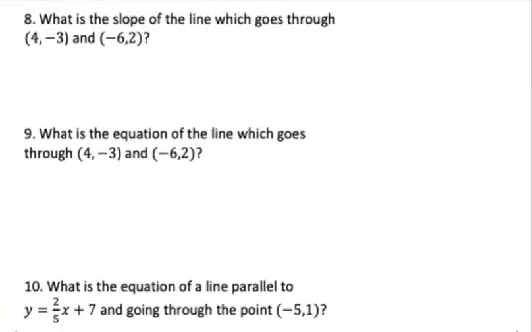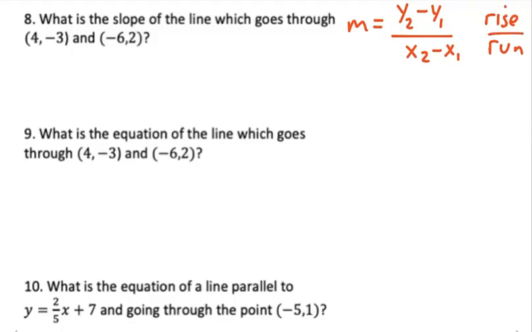Number 8, what's the slope of this line? Well, the slope formula, something also that you need to memorize, is the difference in the y's over the difference in the x's. Remember, the top is the rise, the bottom is the run. When we look at the graph, we often use the words rise over run for that. So you'll label your points. I just like to go x1, y1, x2, y2.